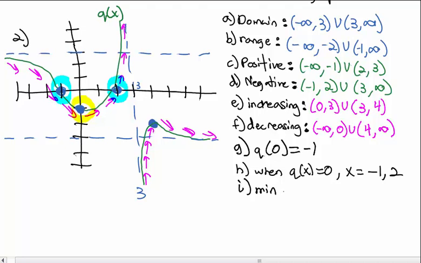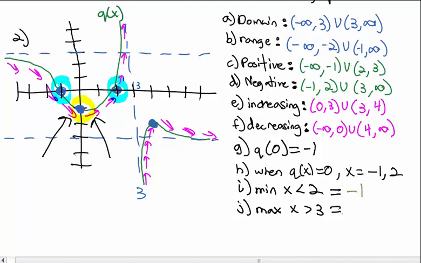We could find a local minimum. The minimum when x is less than 2. When we go less than 2, that's the left half of the graph. The minimum is this point over here, where the valley is. Again, we're asking for the minimum, not the location. We already know the location. The minimum value is equal to that y value of negative 1. We can also ask for a local maximum when x is greater than 3. That's on the right side of the asymptote, and that's where the mountain peaks, the maximum there. The y value at that point, you see, is negative 2. Again, min and max, they're asking for what that value is, not where it is.